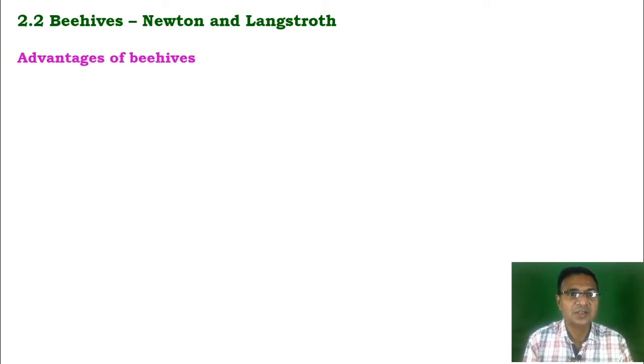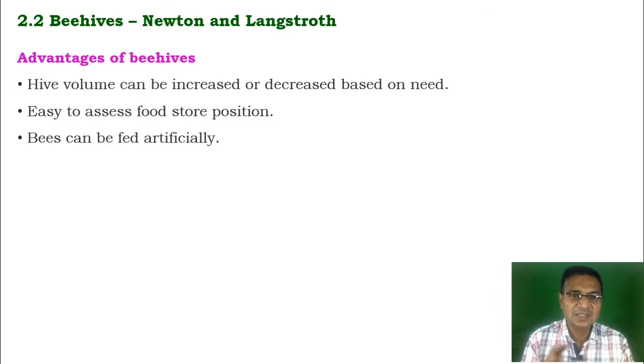What are the advantages of beehives? Step by step, we focus here. First, the size of the hive may be increased or decreased as per the necessity, which is a very important point. Second, it is easy to assess the food store position also. Bees can be fed artificially during unfavorable conditions. We can provide food material in the form of sugar syrup or pollen grains.